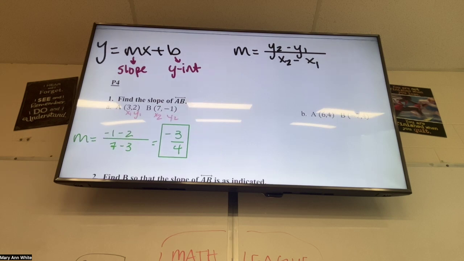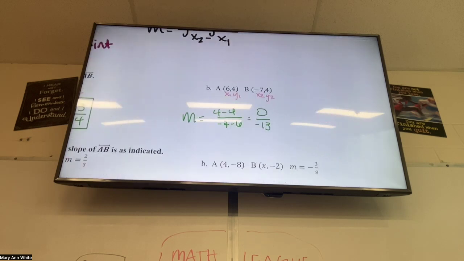Same idea. Am I moving too fast yet? Or are we all hanging in there? Okay, good. Label your points if needed. Go ahead and plug and chug. So 4 minus 4 over -7 minus 6, which gives me 0 over -13. Ooh, timeout. That one's a different one. Is that going to be 0 or is that undefined? 0. This one is 0.